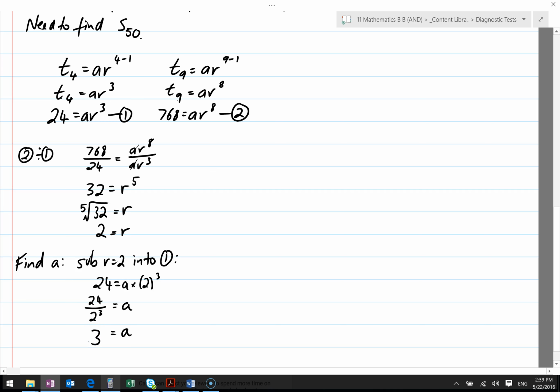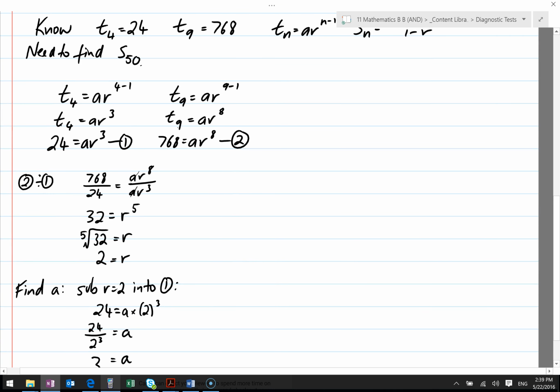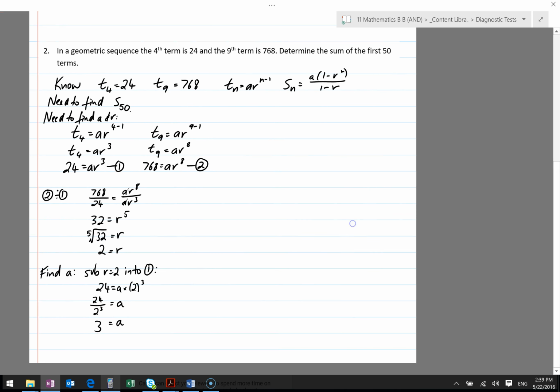Yep. So what I really should have written in between these two is that I need to find A and R, to guide myself through the solution. So to be able to find S50, I need to find A and R. Now that I've done that, I can find S50.